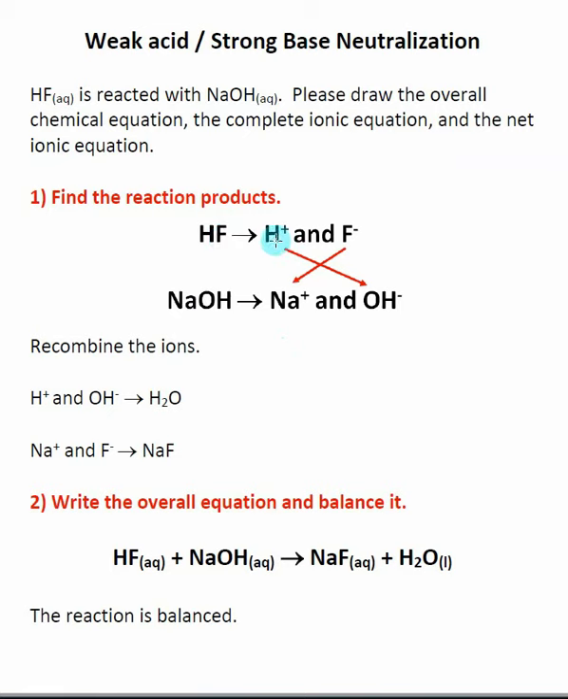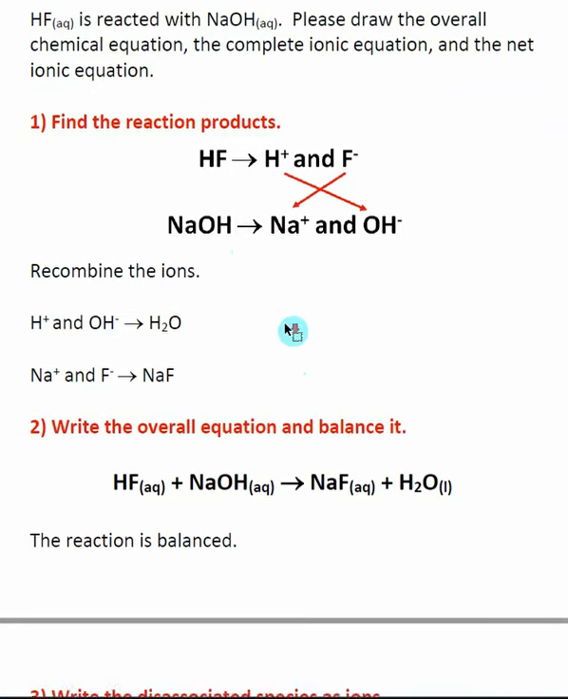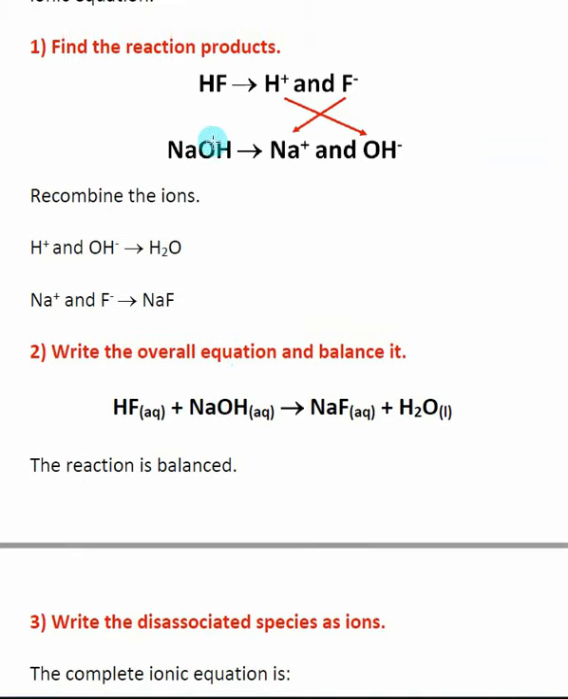So HF is broken up into H plus and F minus. NaOH is broken up into Na plus and OH minus. I then recombine the ions. And here I remember that when I take H plus and OH minus and combine them, what I end up making is water. So that's going to be one of my products. And Na plus and F minus come together to make a soluble salt, NaF.